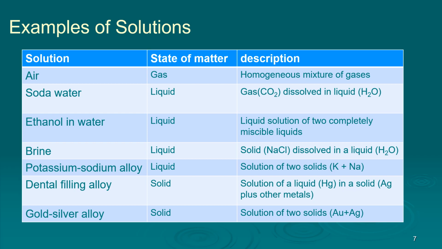Air is a really easy solution. It's just a bunch of gases mixed together. So both the solute and the solvent are gases. Most of air is nitrogen, and then it's got some carbon dioxide, oxygen, probably some chlorine, fluorine, some of those gases at very small amounts. They're all mixed together, and so it is a solution.